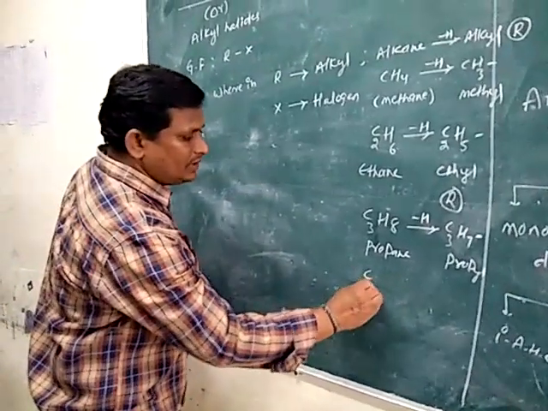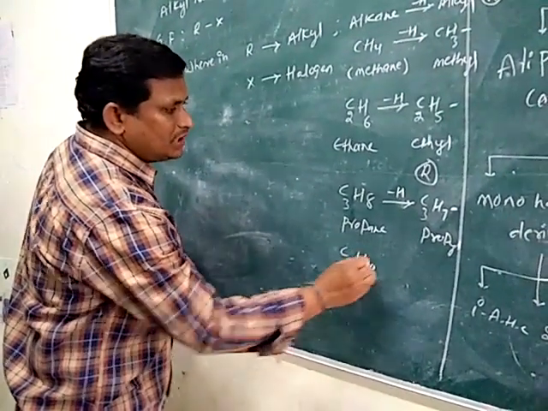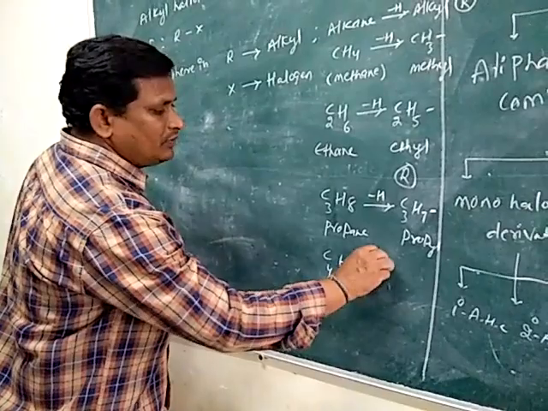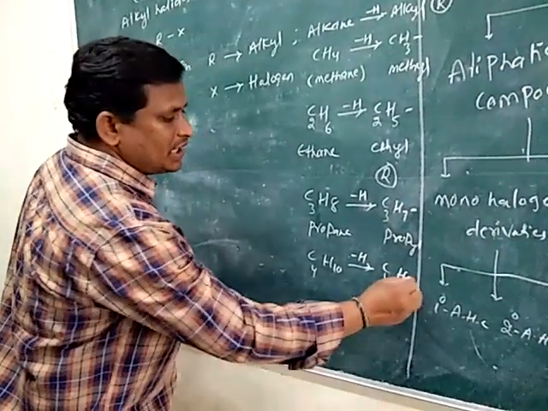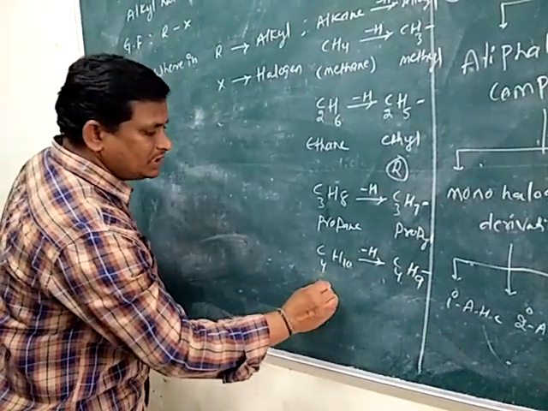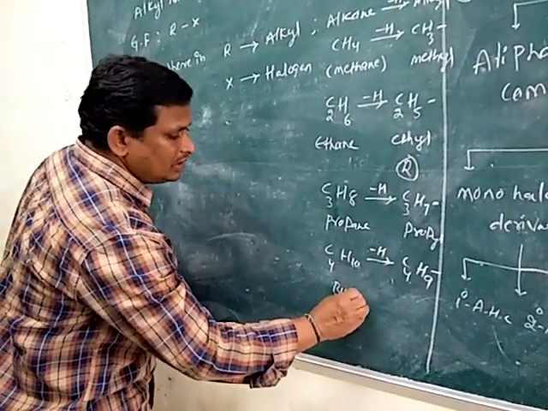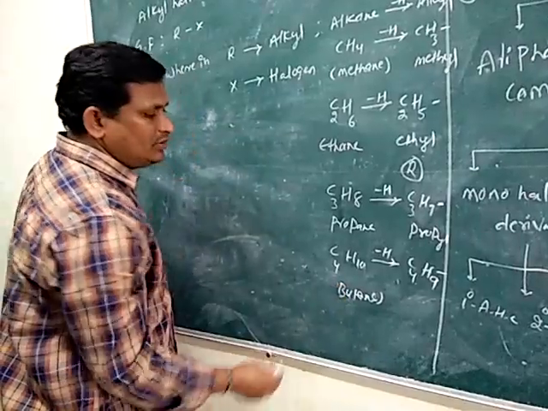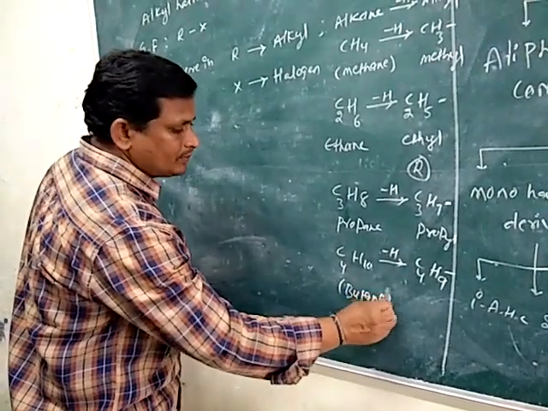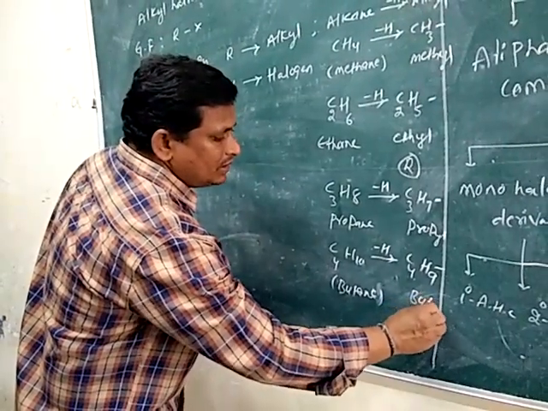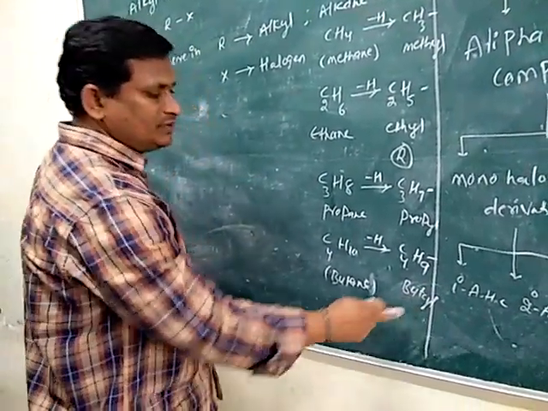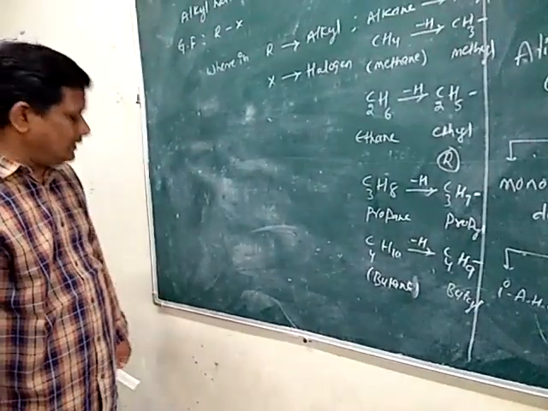For example, if we take C4H10, the removal of one hydrogen gives C4H9. C4H10 is one of the alkanes, and its name is butane. C4H9 is one of the alkyls. The name of the alkyl is butyl.